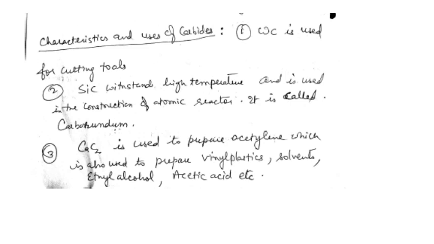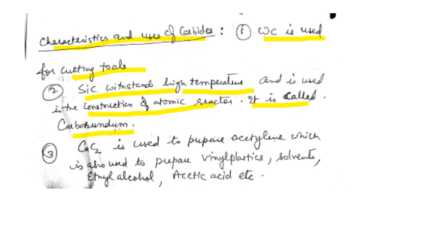Now we can look at the various characteristics and uses of the carbides. Tungsten carbide is used for cutting tools, an important application. Silicon carbide withstands high temperature and is used in the construction of atomic reactors. It is called carborundum, so a different name of silicon carbide is carborundum. Calcium carbide is used to prepare acetylene gas, which is also used to prepare various kinds of vinyl plastics, solvents, ethyl alcohol and acetic acid.